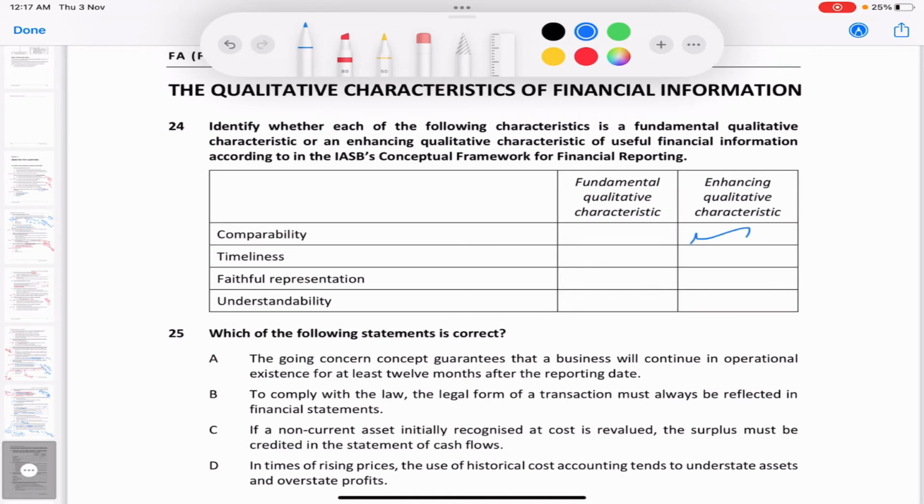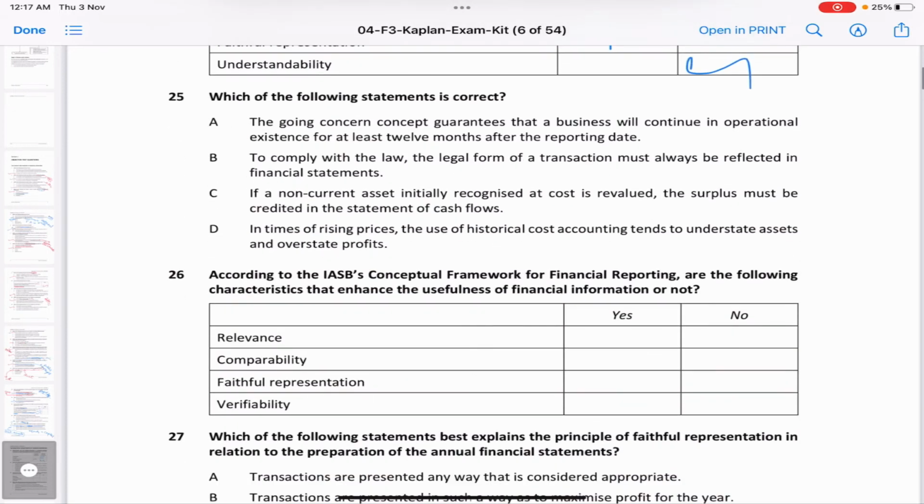If you can recall, comparability was enhancing. Timeliness was also enhancing. Faithful representation was fundamental. Understandability was also enhancing. So comparability, timeliness, and understandability were enhancing factors, and faithful representation was our fundamental. Which of the following statements is correct? So which one is correct?